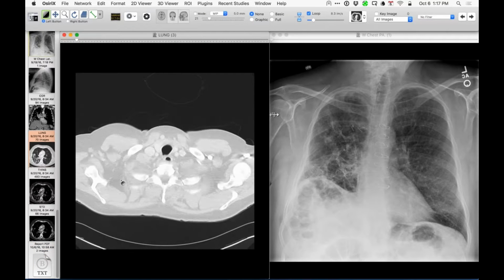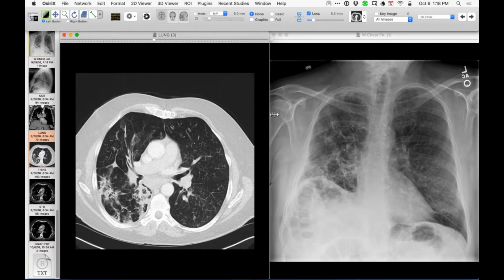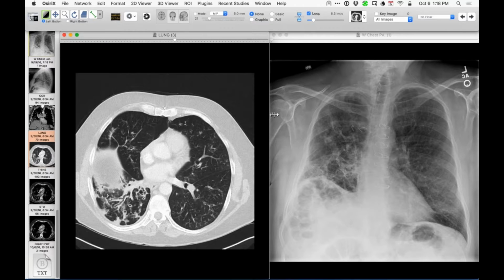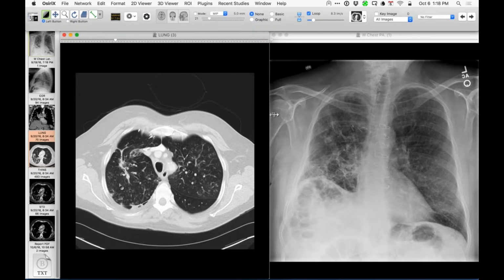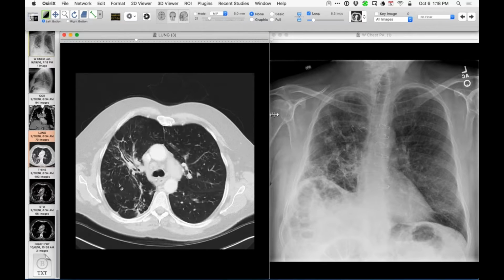Okay. So this one came in follow-up the other day, and then I was reminded of it, and I went back and got all the imaging, as you can see here. So a really interesting entity, Good syndrome.